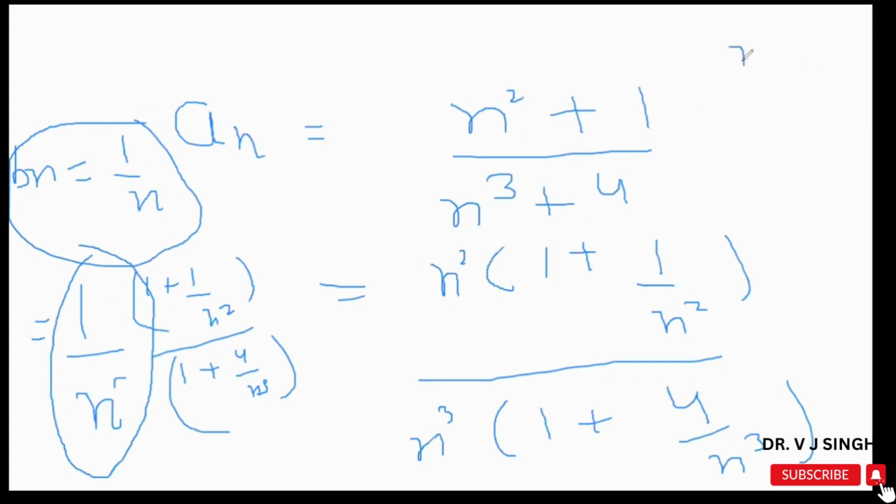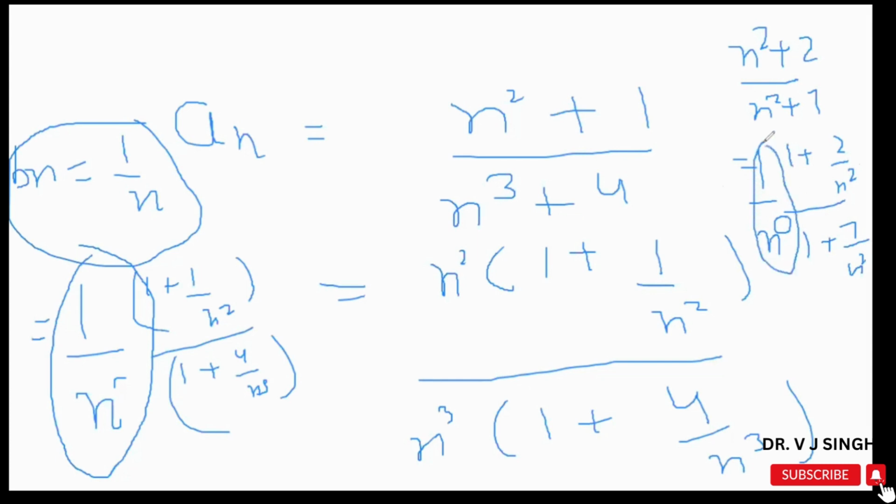Suppose here it comes n square plus 2, and here it comes n square plus 7. Take n square common from here and from here, both n squares are cancelled. We are left with only 1 plus 2 by n square and 1 plus 7 by n square. Nothing is left now, because n square is cancelled. So in this case, we take n to the power 0. Anything to the power 0 is 1. So in this case, bn is 1, n to the power 0. This doesn't usually come, I told you just for knowledge.